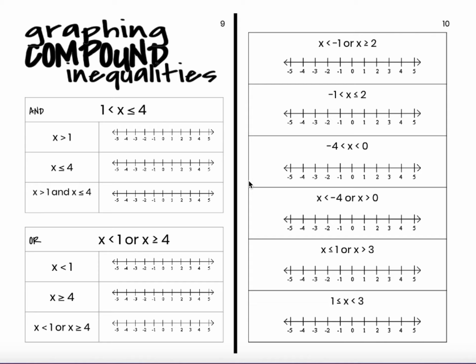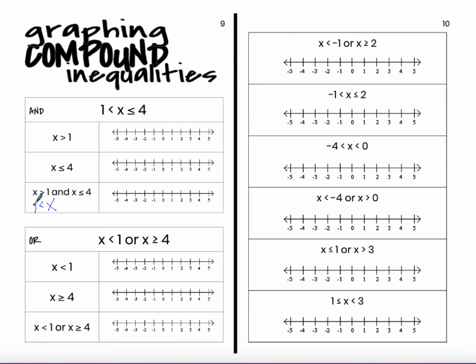On pages 9 and 10 of our Unit 3 notes, we are graphing compound inequalities. The first type of compound inequality that we are graphing is the AND compound inequality. This is the simplified version of an AND compound inequality. This statement says x is greater than 1.